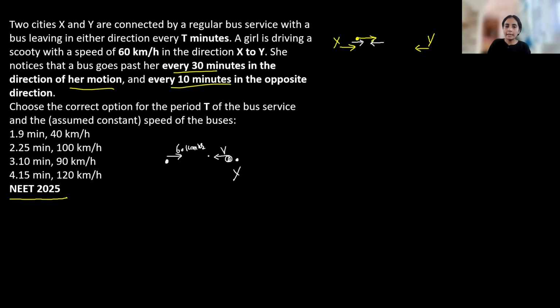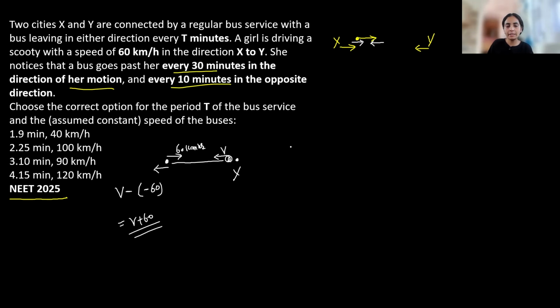Okay, so if I calculate the velocity of this bus with respect to the scooter, that will be equal to v minus of 60, because this 60 is in the opposite direction, so you will be using sign convention, and this is v plus 60. Done it. And then whatever the separation is, it will be covering that separation in a certain time, and then it will be crossing this scooty.